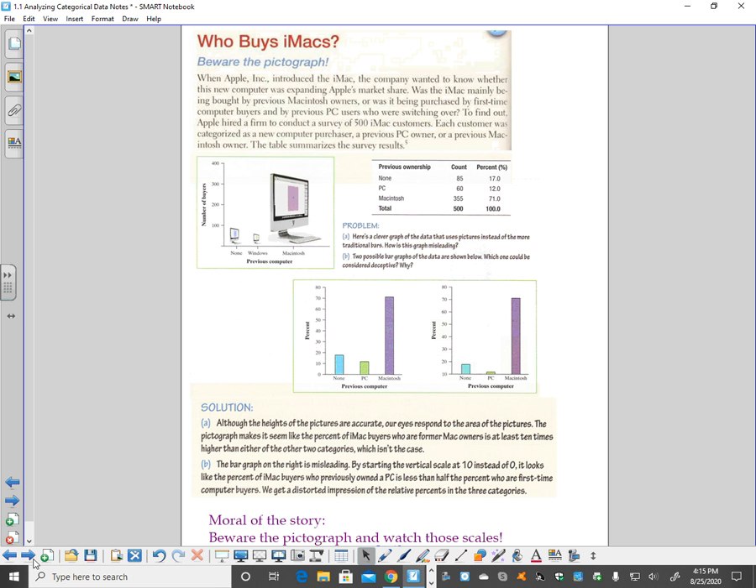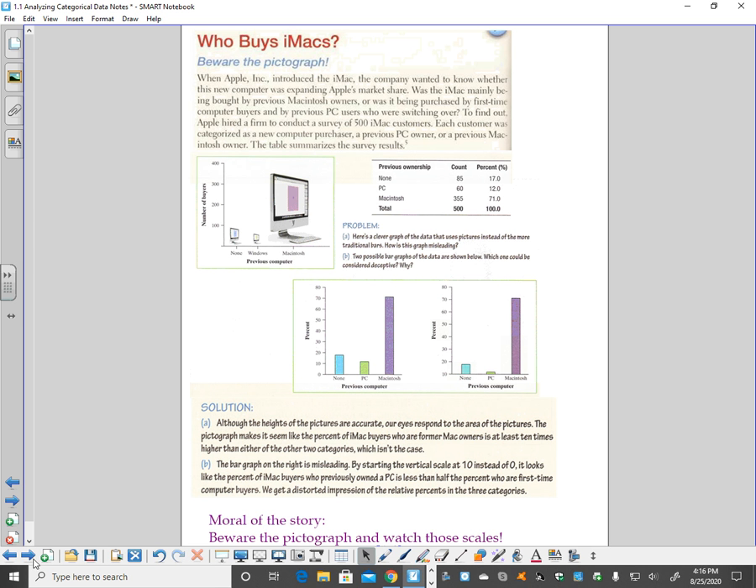Okay, who buys iMacs? And I know this is ridiculously hard for you to watch or to see in your notes, so just look up here. It says, when Apple Incorporated introduced the iMac, the company wanted to know whether the new computer was expanding Apple's market share. Was the iMac mainly being bought by previous Mac owners, which would not expand its market share, or was it being purchased by first-timers that used to own a regular PC and they're now switching over?